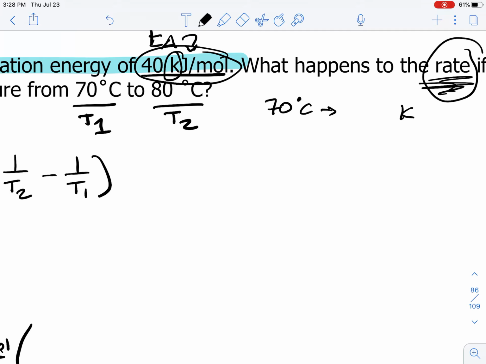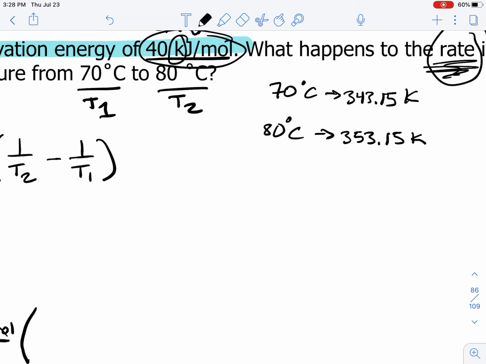So let's go ahead and quickly do that in the calculator. So 70 plus 273.15, that's going to give us 343.15 Kelvin. And so for 80 degrees Celsius, that's going to be 10 degrees more, so that's going to be 353.15 Kelvin.